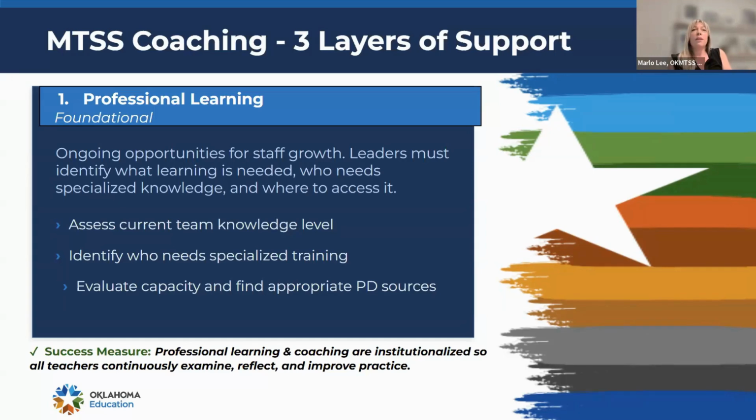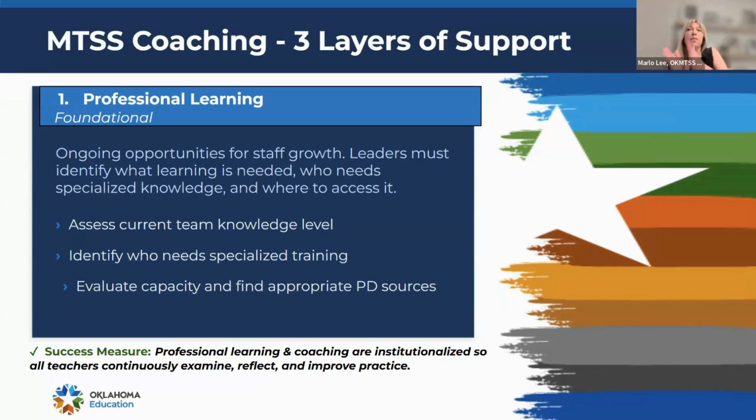So going through, doing your walkthroughs, doing audits, and collecting information, that's going to guide your professional learning for the year. So instead of just looking ahead and going, oh, well, at the beginning of the year, we always have to do our bloodborne pathogens and all those. You have to do those things, but what does your staff really need during that time too, in those first few days?